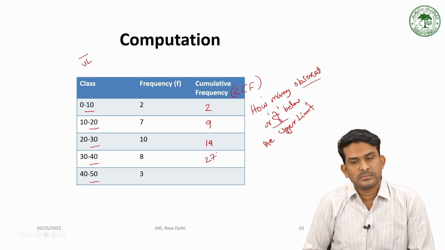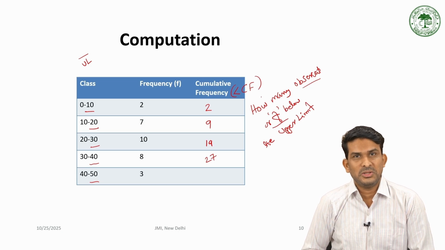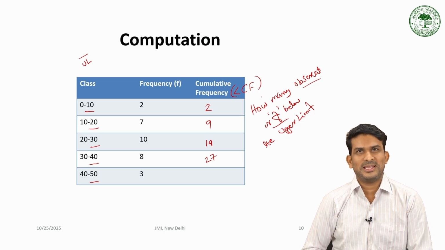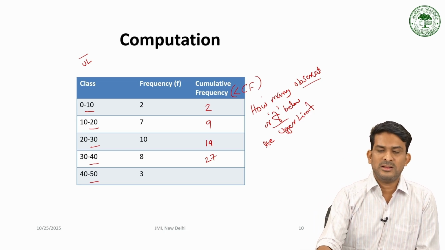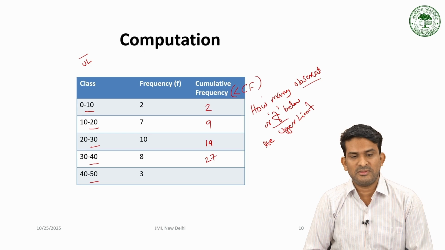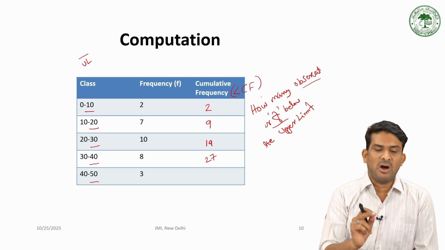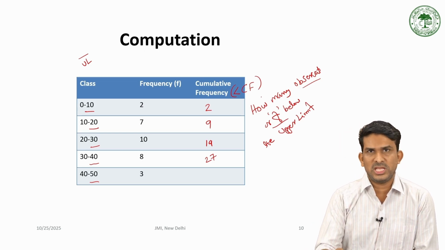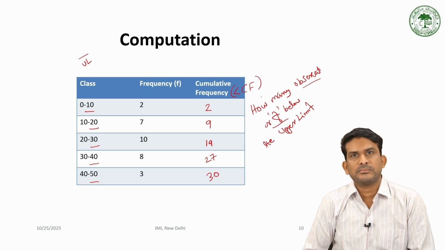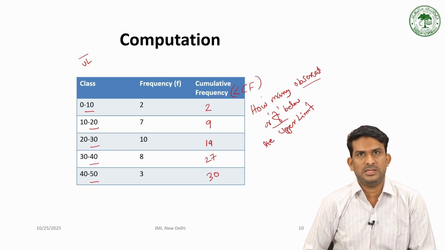Clear? What about the last class? You can do that. I don't want to explain again. Yeah, 27. The preceding class is 30 to 40, and the cumulative frequency is 27. The corresponding frequency of the class 40 to 50 is 3. 27 plus 3 is 30. We got the value 30 here.